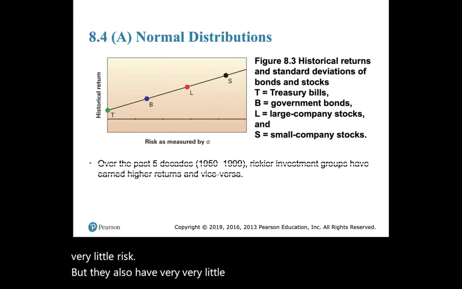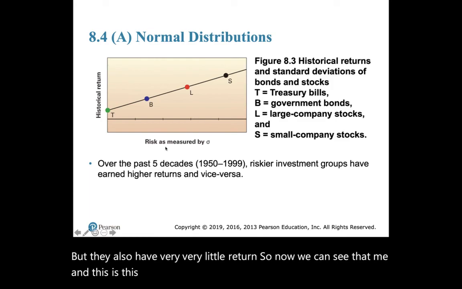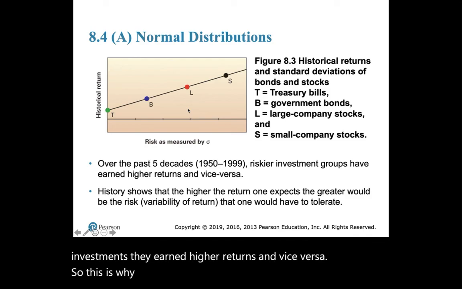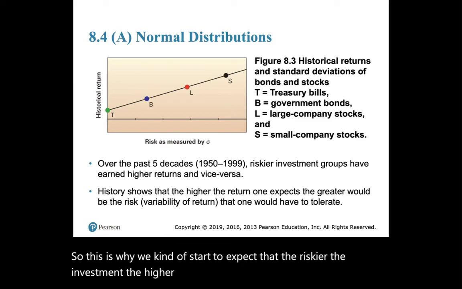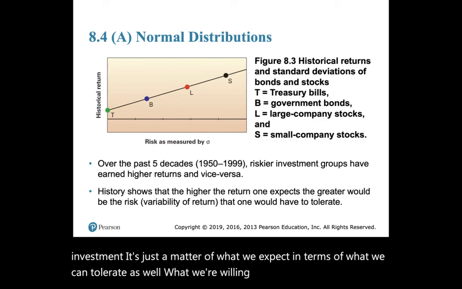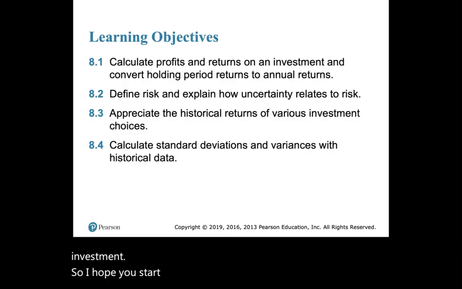So ultimately, this is why we see them having very, very little risk, but they also have very, very little return. So now we can see that, and this is all historical, but we can also see that riskier investments earned higher returns, and vice versa. So this is why we start to expect that the riskier the investment, the higher the return. And again, there's no wrong investment. It's just a matter of what we're willing to tolerate in terms of our investment. So I hope you start to understand now the relationship between risk and return.